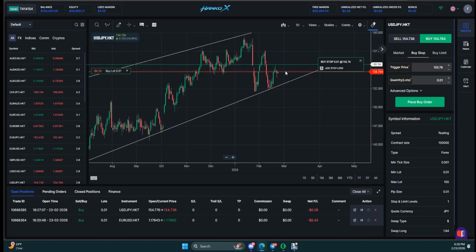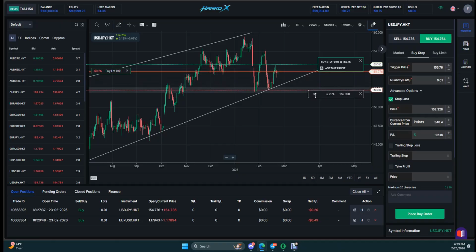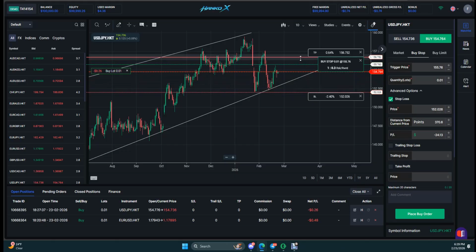So you put your entry above wherever you're trying to get in, and you add a stop loss. So you add your stop loss, and then you add your take profit.